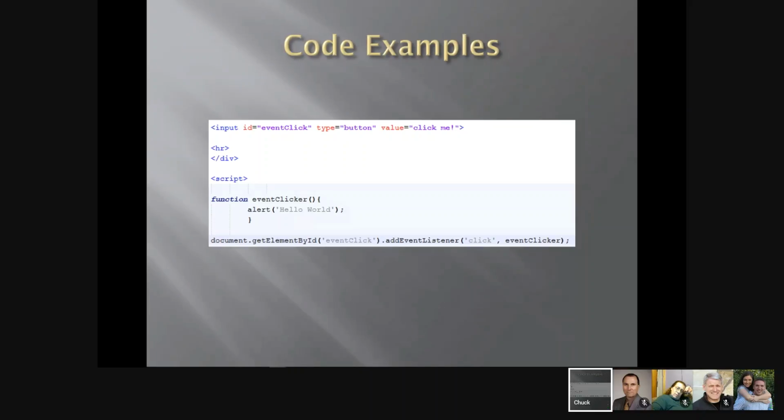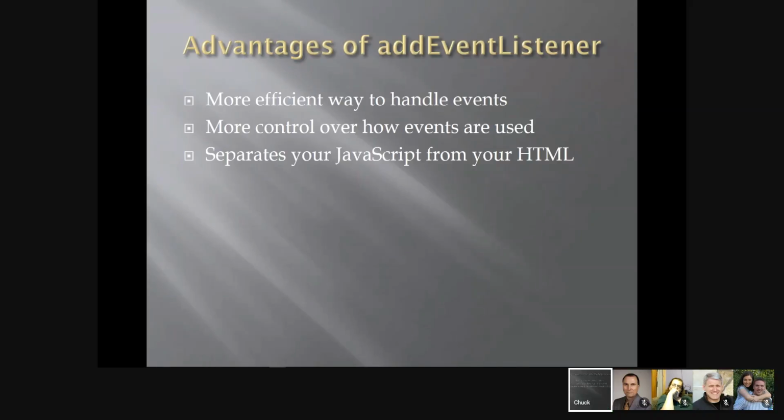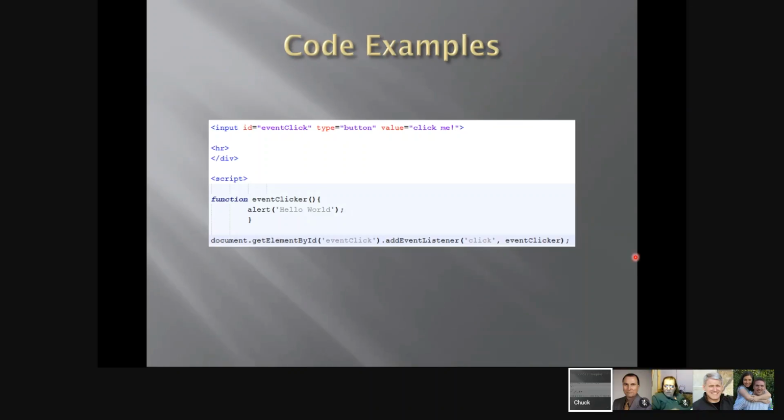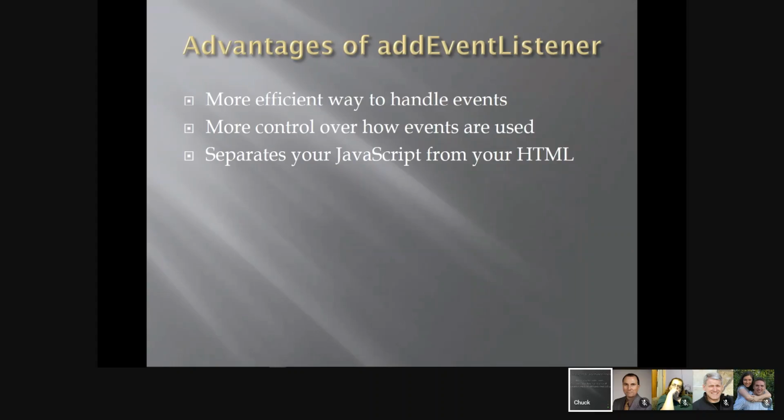So if you're actually doing the HTML code, on the actual input where you say on click equals and then the function, you can only do that once. You can't put another on click equals this, on click equals this. There's only one attribute for that. So if you wanted to tie multiple events to it, you can't in that method.